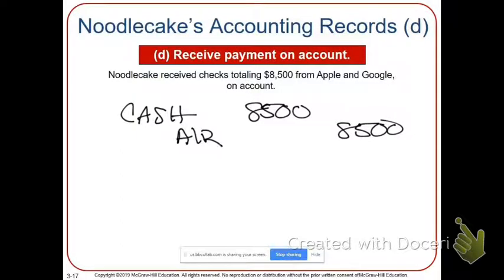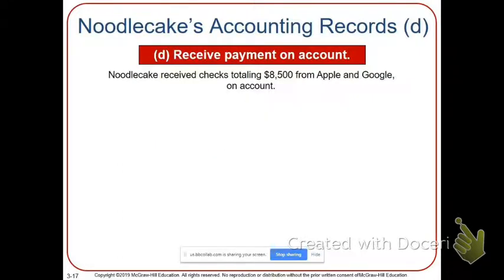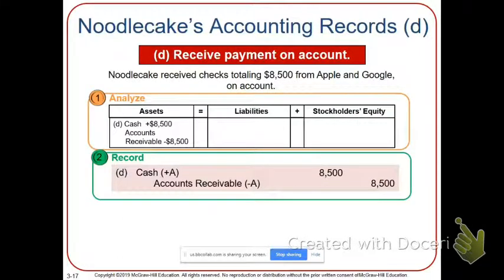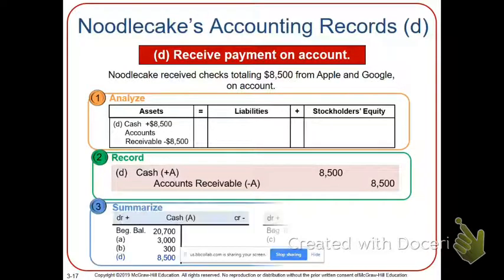Because in the last journal entry, we increased accounts receivable because they owed us the money. Now they're paying us. So see, accounts receivable. We got the cash. We received checks from that account. They're paying us.